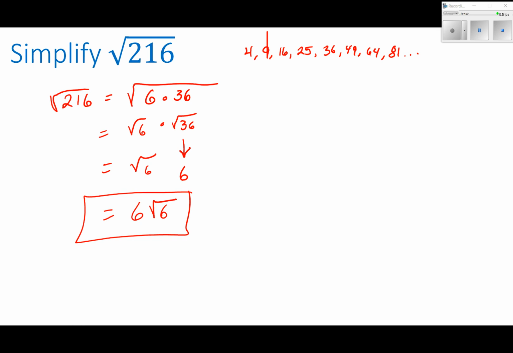All right, so again, all you have to test are those perfect squares. Find the largest one that is a factor, break it out, and then simplify.